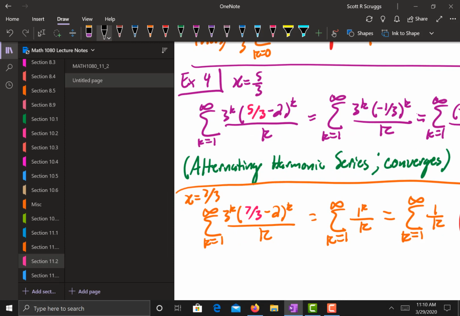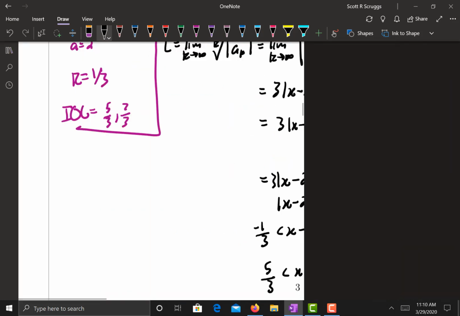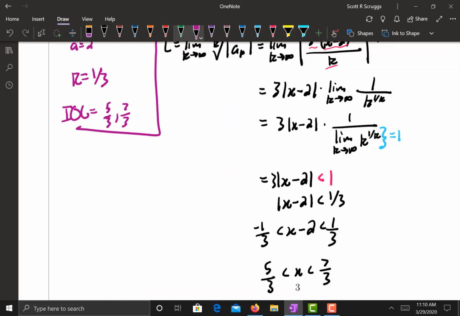All right, so that means in our example, I include the left endpoint, but I do not include the right endpoint. And so that means my overall interval of convergence will be 5/3 to 7/3 with a closed bracket on the 5/3.